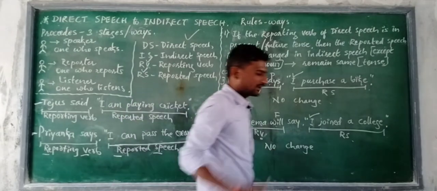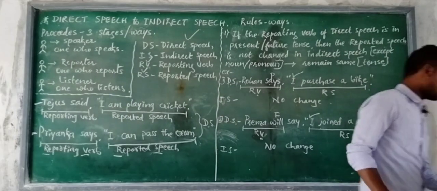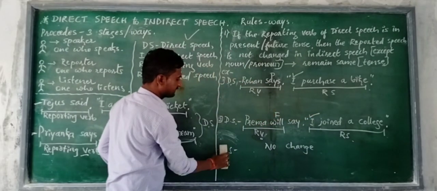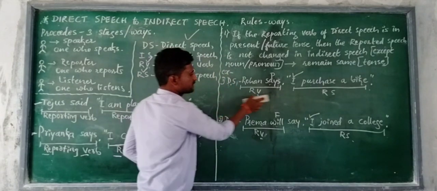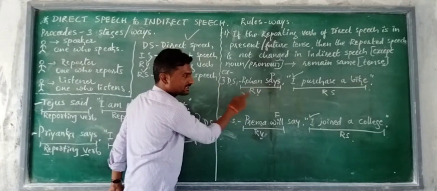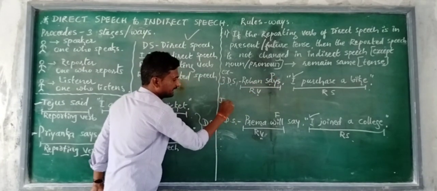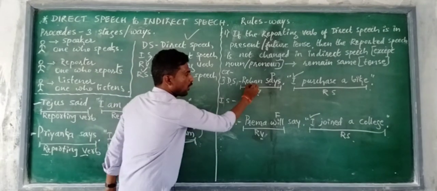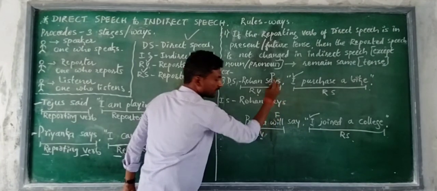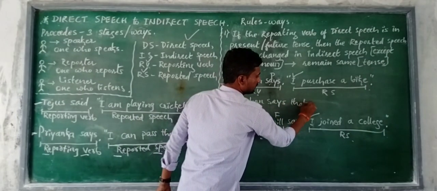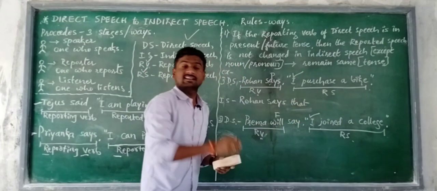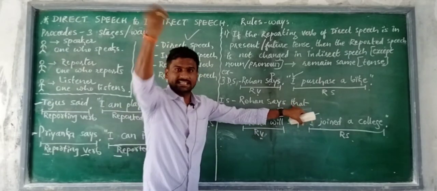So now let us look at the transformation of these, how they are not changed. Okay, look at the board right now. See, my dear students, look at the board. This is direct speech and the reporting verb of this direct speech is in present. Okay, see, indirect speech. Rohan says that. Why did I use that conjunction here? I shall discuss this with you in the later class.